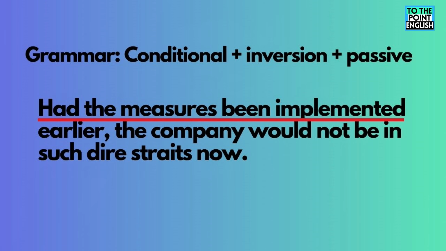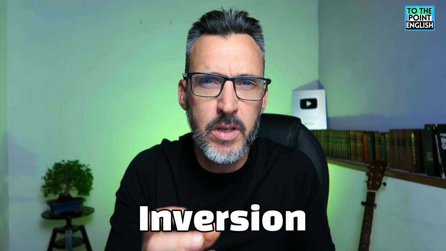So we have a mixed conditional, type 1, inversion and passive voice all in one sentence, and some nice vocabulary with dire straits. So this is really what makes the difference. We're seeing some really advanced grammar here. An intermediate level student would probably just use maybe a first conditional or a second conditional sentence, but to reach a C1 or C2 level, you should be using more advanced conditionals, but including different types of grammar within the sentence.